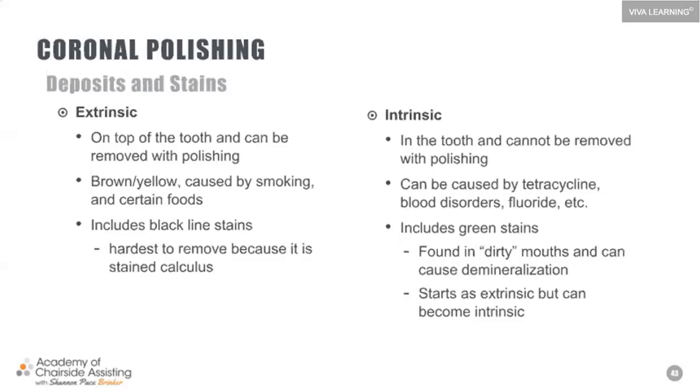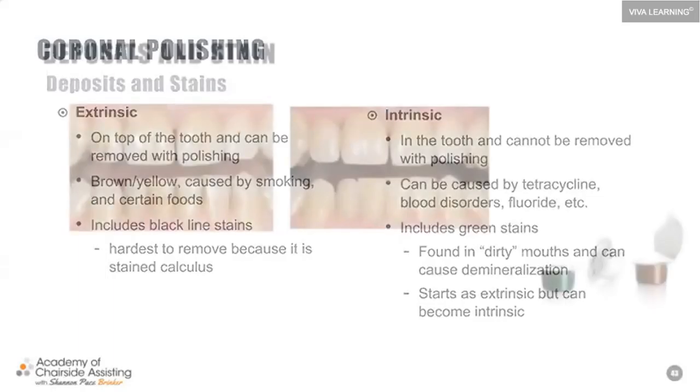And then the intrinsic is really in the tooth. It can't be removed. And so this is where we think about our tetracycline, blood disorders, fluoride. There's a lot of areas that things could be caused. And so we think about that as our green stain.